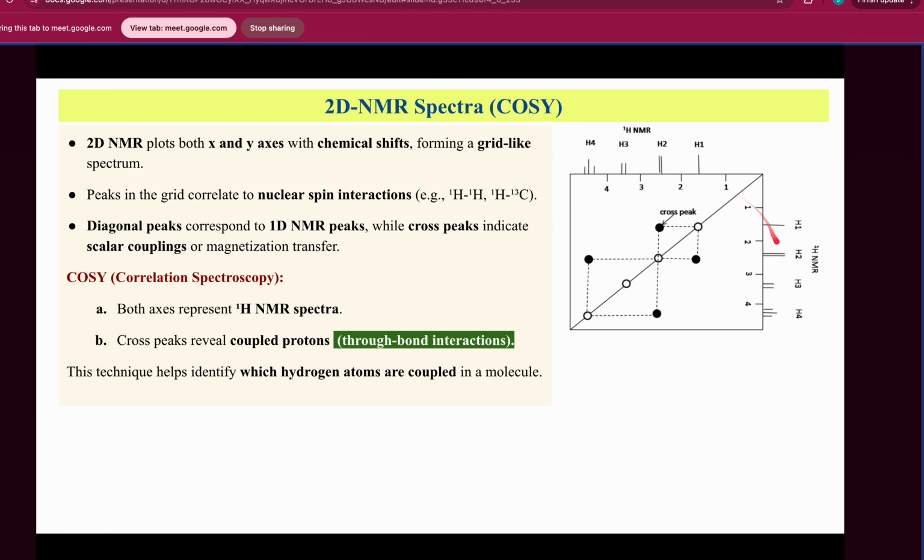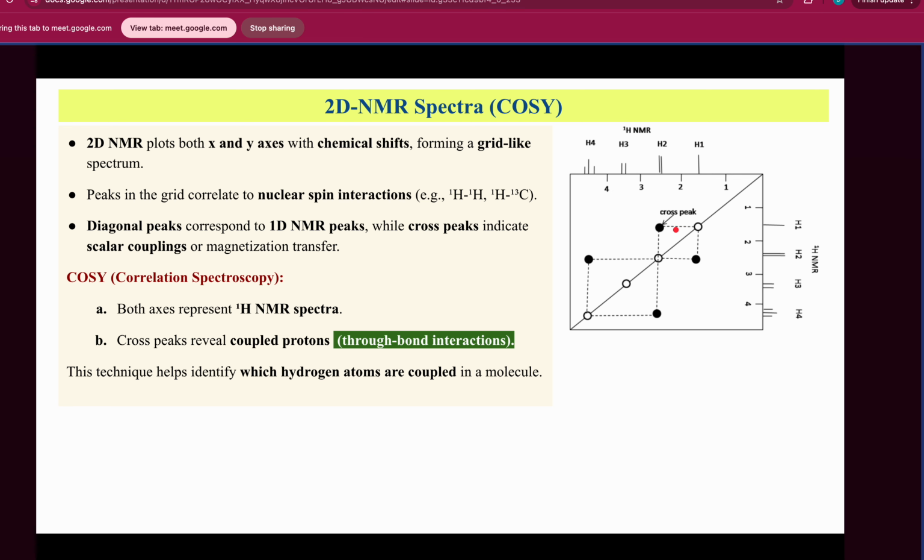So in this, it tells you about the interaction between both the atoms which we are considering. So there is some kind of spin interaction or coupling which is taking place. This is just to look for the coupling in which two hydrogens are showing the coupling effect. The diagonal peak corresponds to 1D NMR peaks, so the diagonal means this H1 is interfering with H1. So this is just the same. So we will not consider the diagonal peaks.